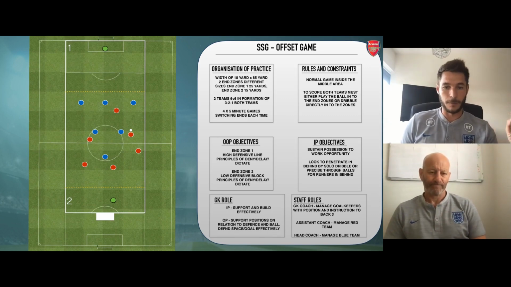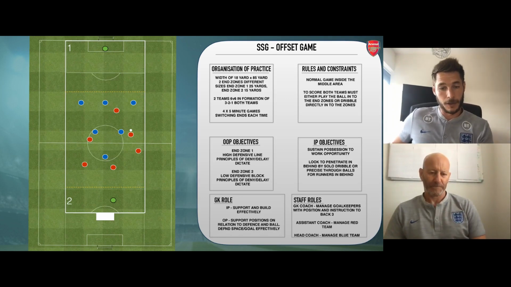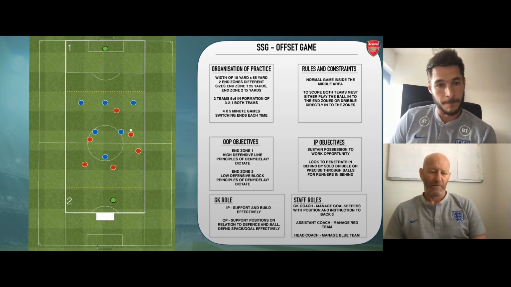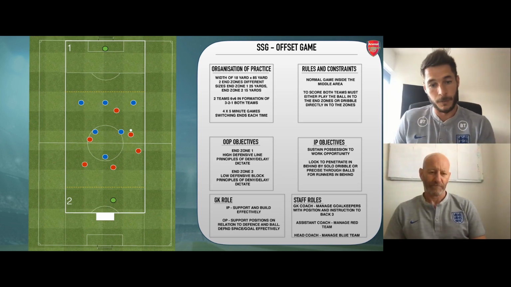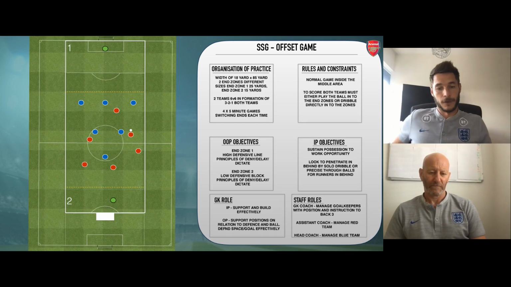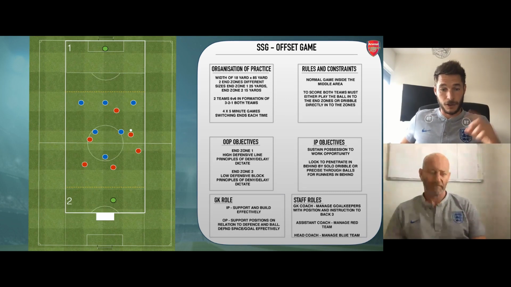There's a key coaching point, and that's the relationship he's going to build now with his players. The assistant coach can manage the red team and the head coach can manage the blue team. What I would say for the goalkeeper coach would be stick to one goalkeeper for the first 2 games, switch to the other goalkeeper in the second 2 games. We said right at the top, it's 4 5-minute games and they're going to switch ends each time.